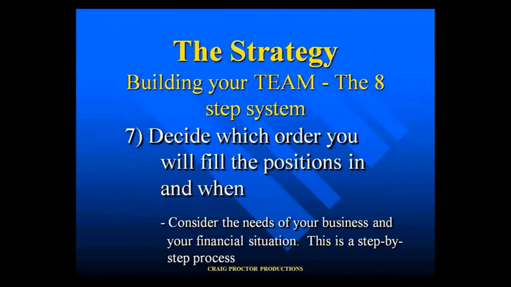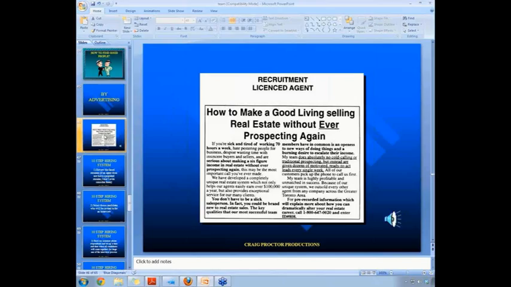Number 7, decide which order you're going to fill the positions in. Consider the needs of your business. So I'm suggesting admin person first, then a buyer's agent, and then execute the plan. I like all these acronyms. We did this at the conference. How do you find good people? Well, you need to advertise for them. That's how you're going to find good people.